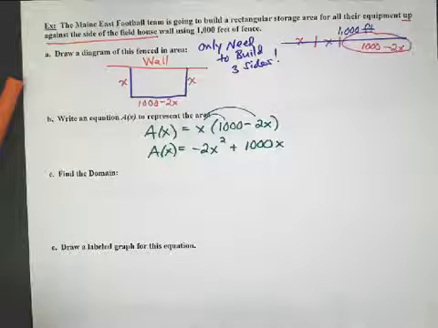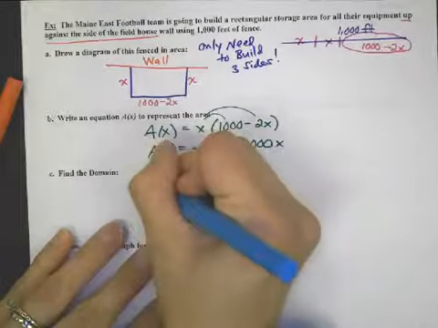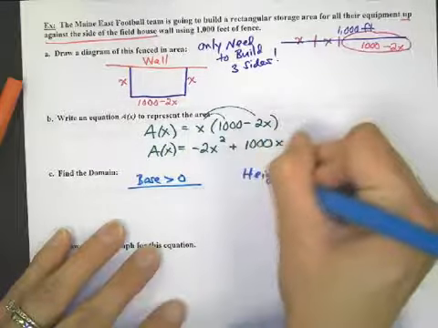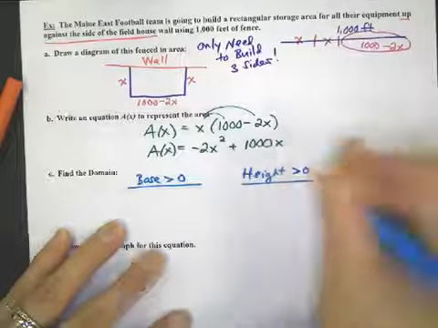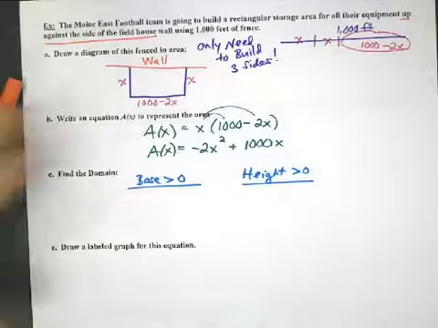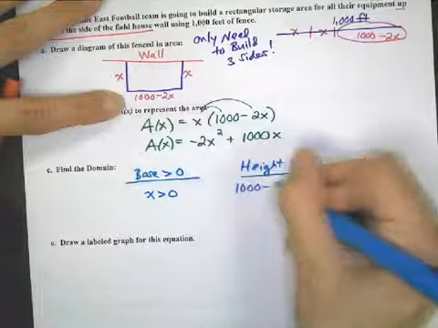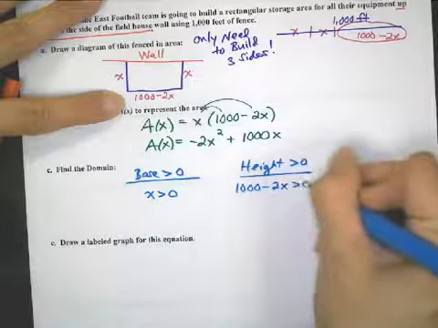Okay, find the domain. Remember how to do domain? You have to make sure that your base is more than 0 and the height is more than 0. Now, I keep calling it that because that's how we did it the last chapter. So we're just going to take these 2 dimensions. X has to be more than 0. Done. And then we have 1,000 minus 2x more than 0.